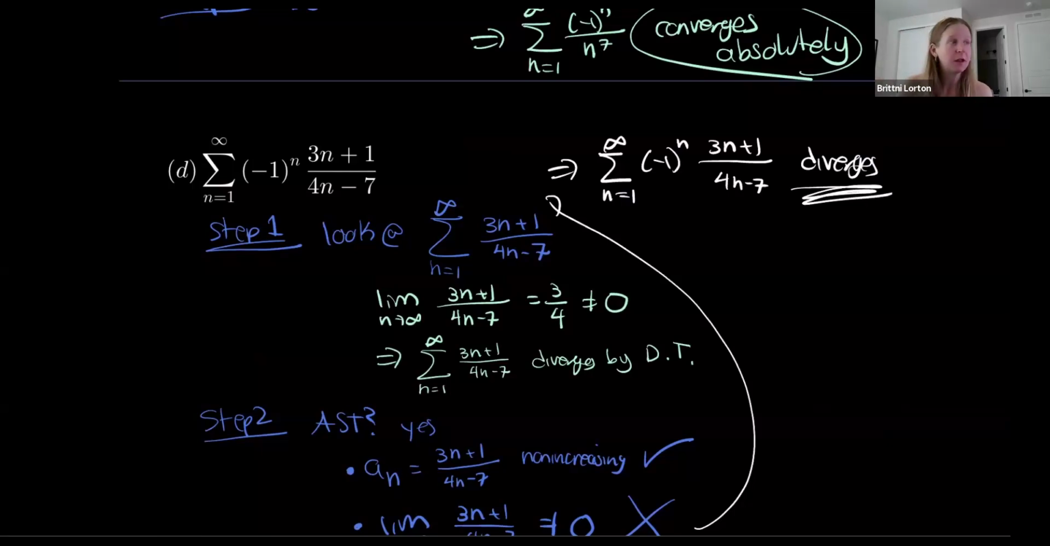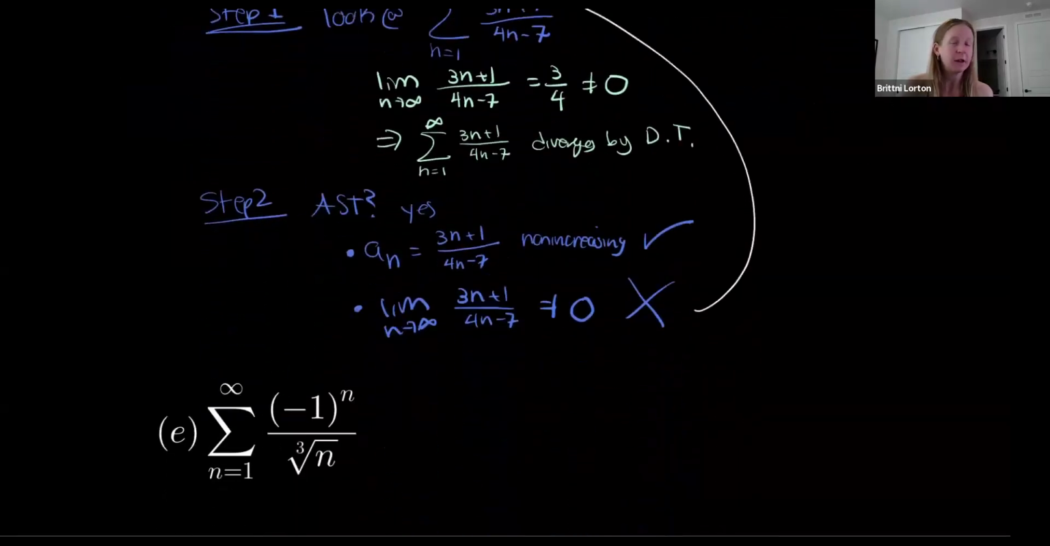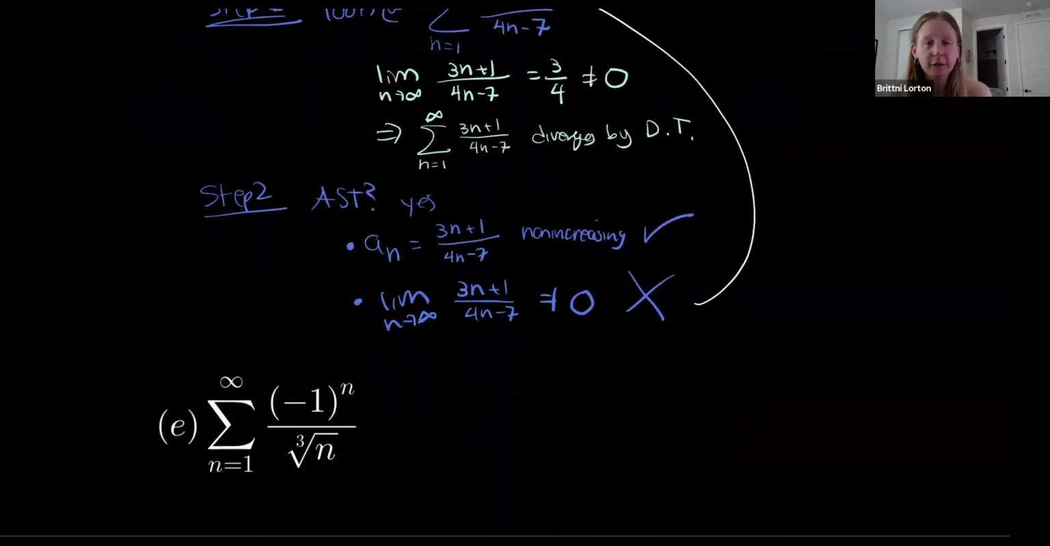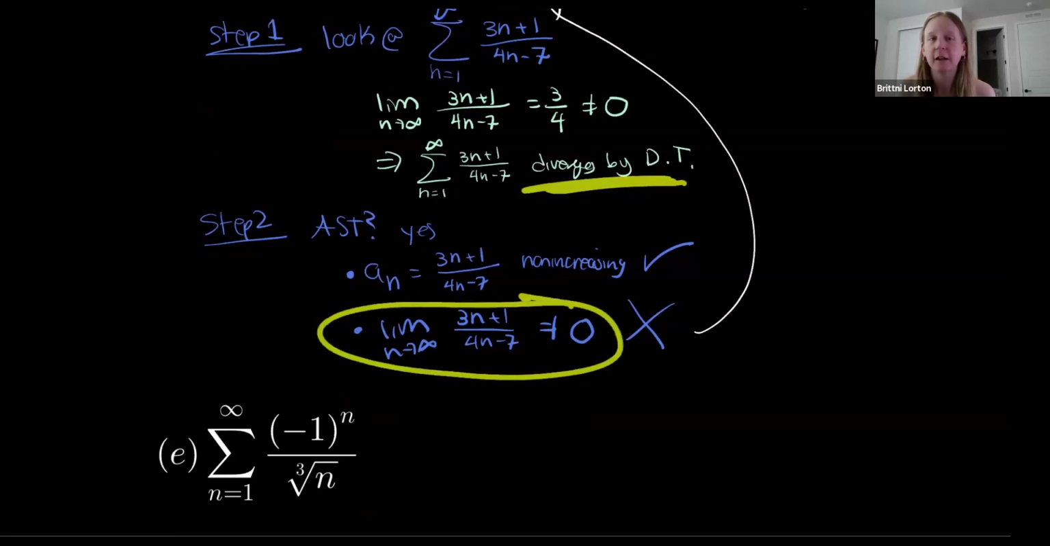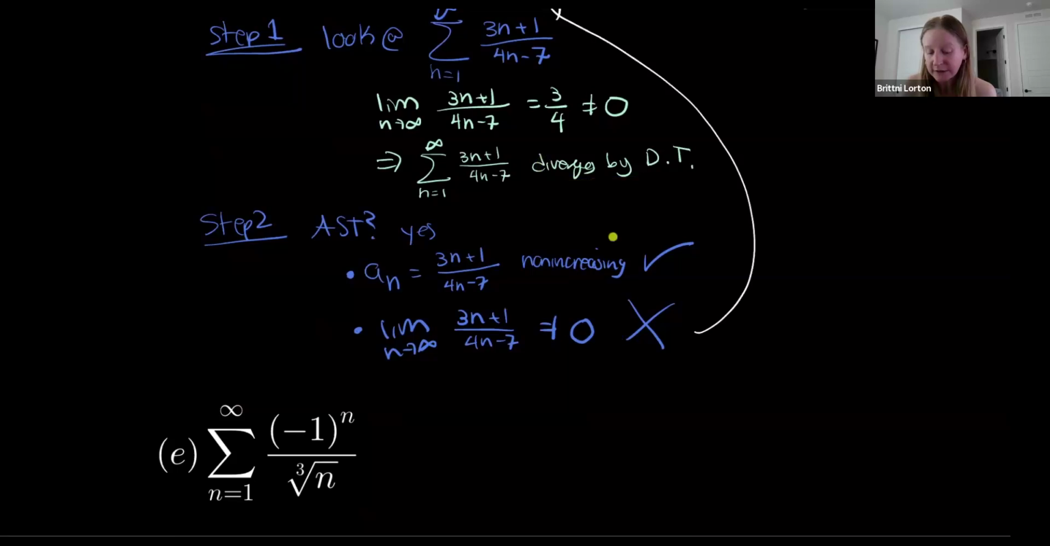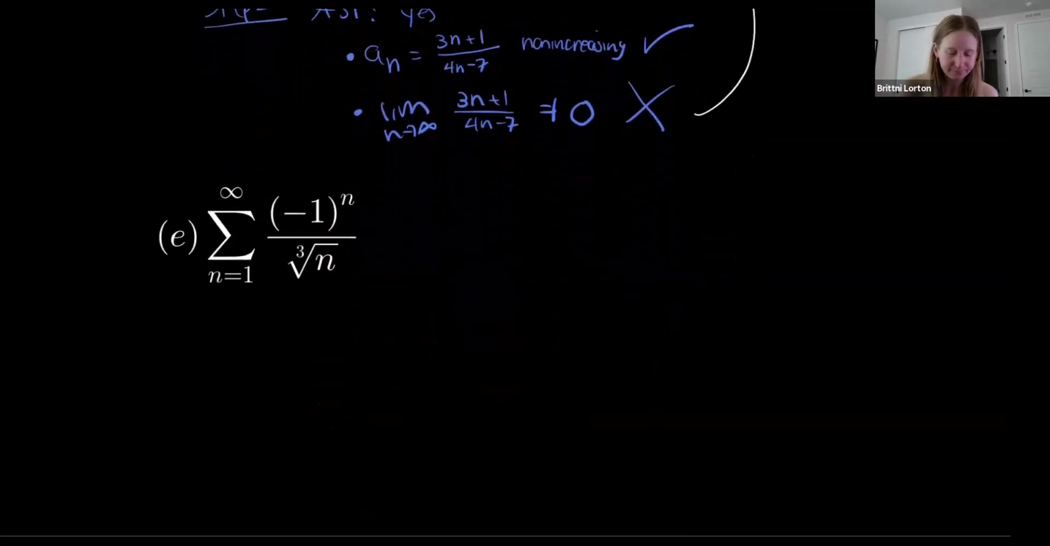Cool, let's do another one. You might realize that I didn't need the alternating series test. You might realize that because if it diverges by the divergence test, that means that it automatically fails the alternating series test because those two are the same. If I were using the integral test maybe or p-series test, I would still need this. That's why it's worth always doing both just to be safe.